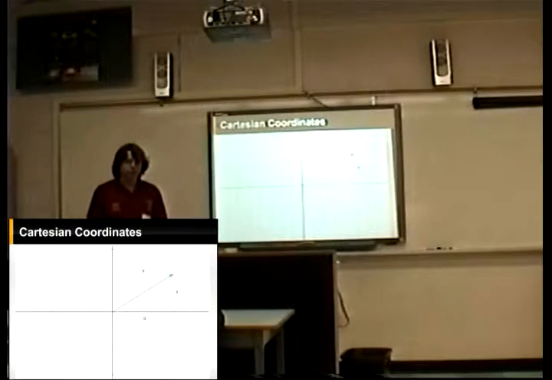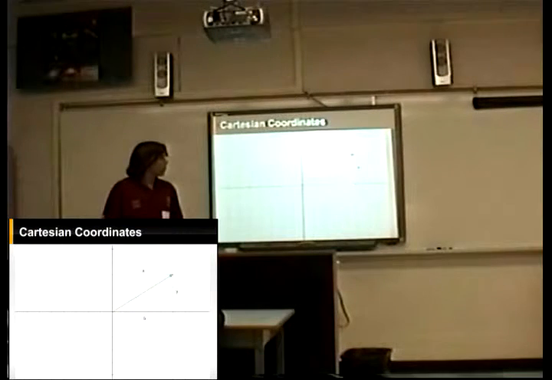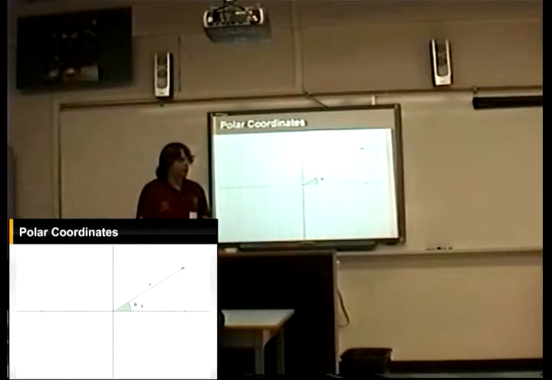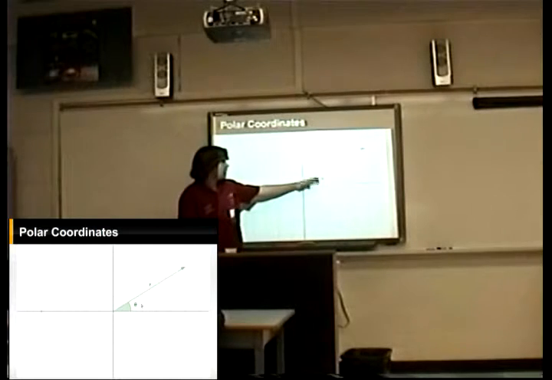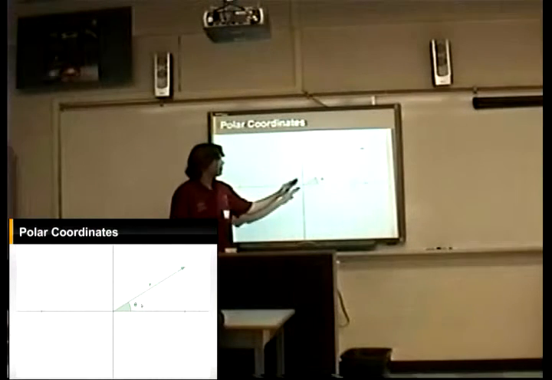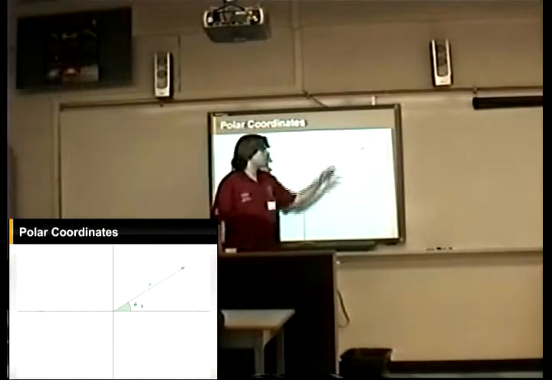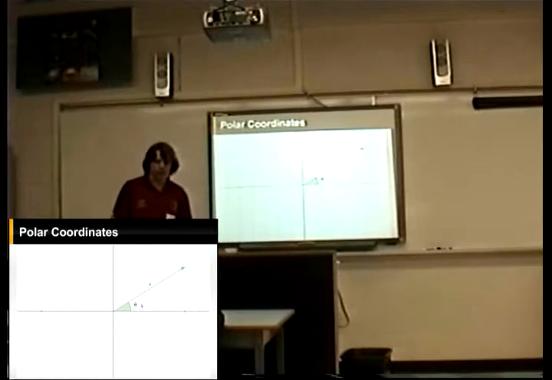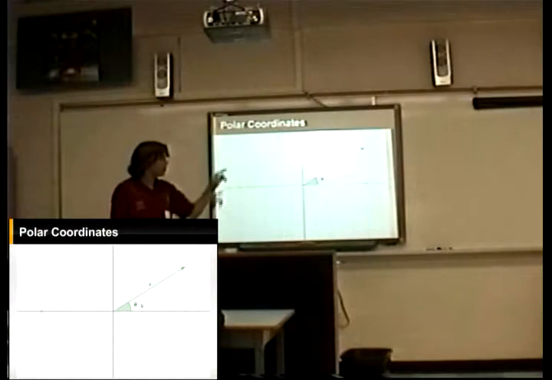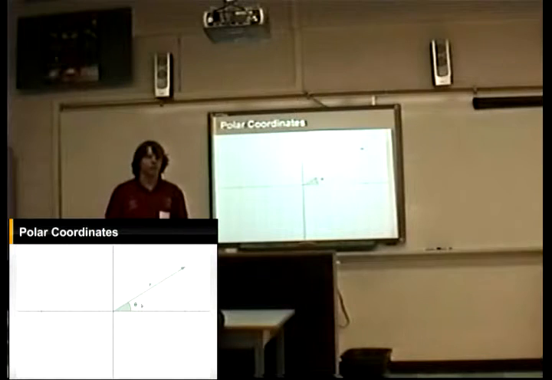But there's another useful way of measuring this vector, and it's called polar coordinates. And what you say is, okay, the vector has an angle, it's going in this direction, and it's going a certain distance in that direction. So you have a magnitude, which is what r would be, and an angle, which you usually call theta.